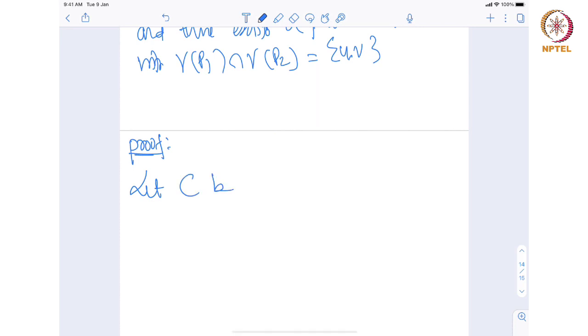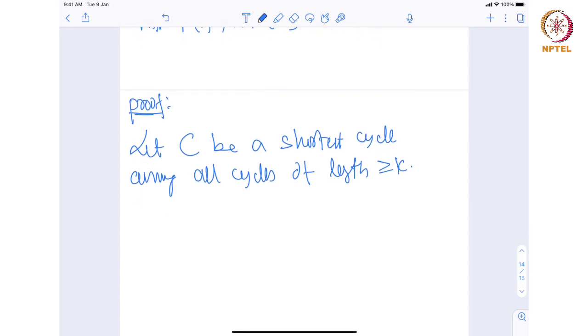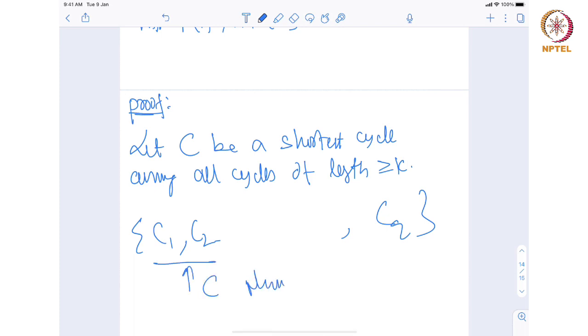Let C be a shortest cycle among all cycles of length at least k. There could be many cycles of length at least k, right? Suppose there are C1, C2, up to Cq, all cycles of length at least k. Among them I pick a C whose size is minimum.